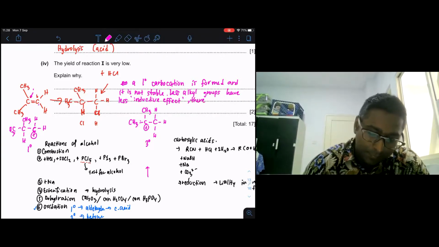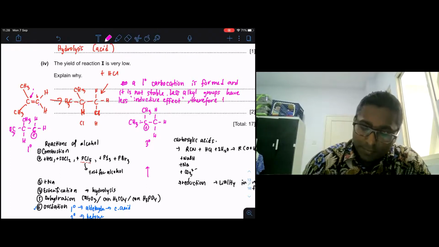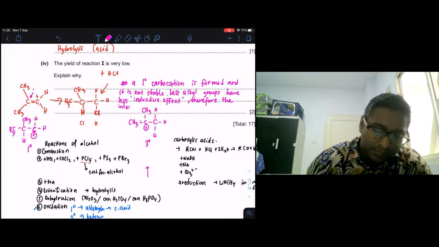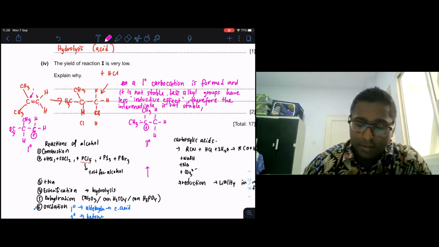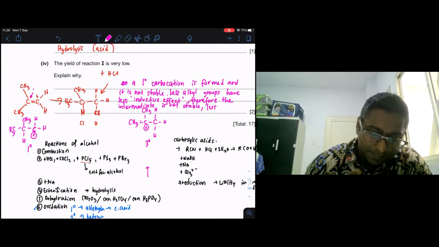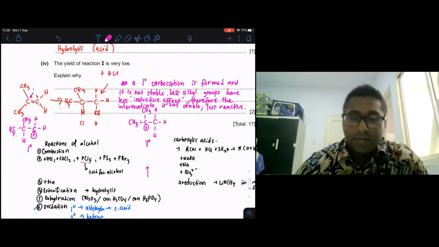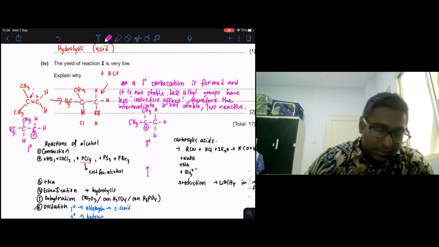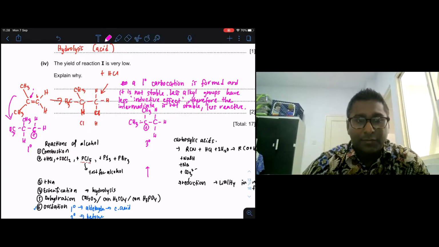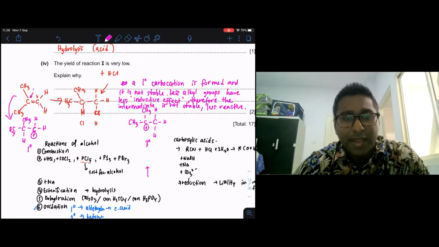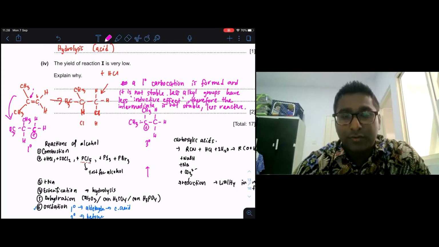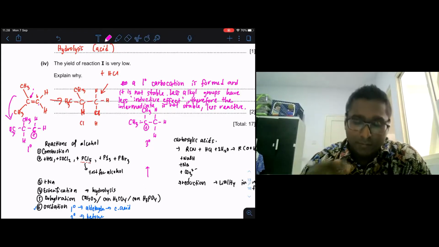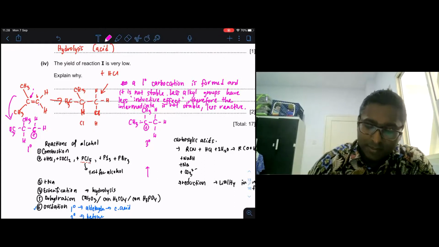Therefore, the intermediate is not stable. Since it's not stable, they actually become less reactive. Not stable means you are not going to form this intermediate easily. If this one is not formed easily, it means the reactivity is also not so good. It's not going to react very fast. So I want you to focus on this inductive effect.